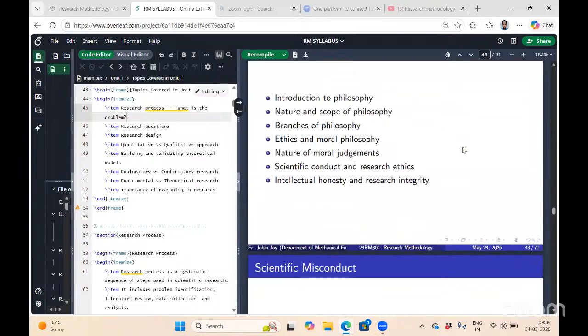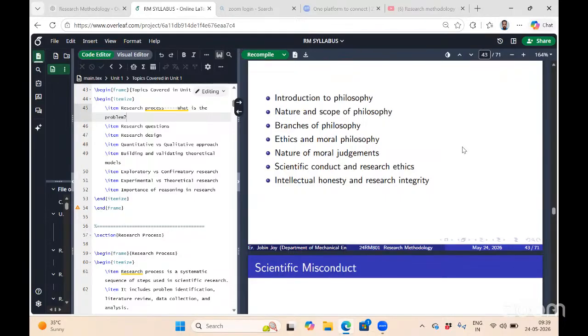Then coming to philosophy, ethics, and scientific misconduct. Philosophy studies knowledge, truth, life, reality, ethics, etc. For example, ethics in AI, moral values in society, truth in scientific research, logical thinking analysis, human behavior study, etc. So, what is the difference between ethics and moral philosophy?